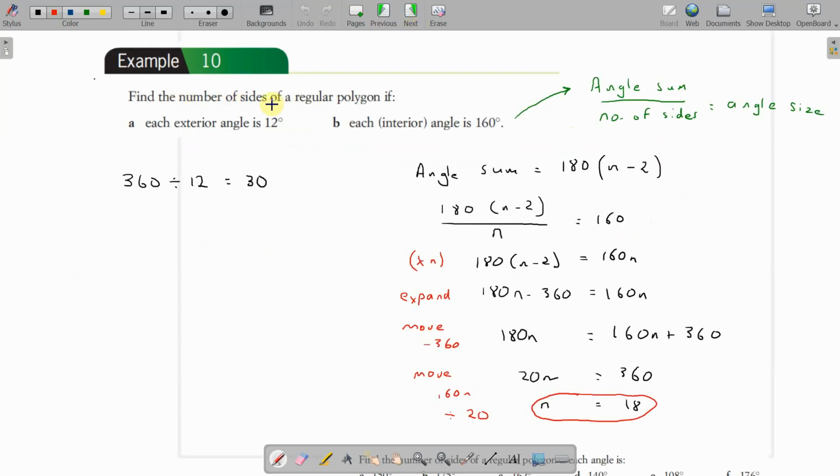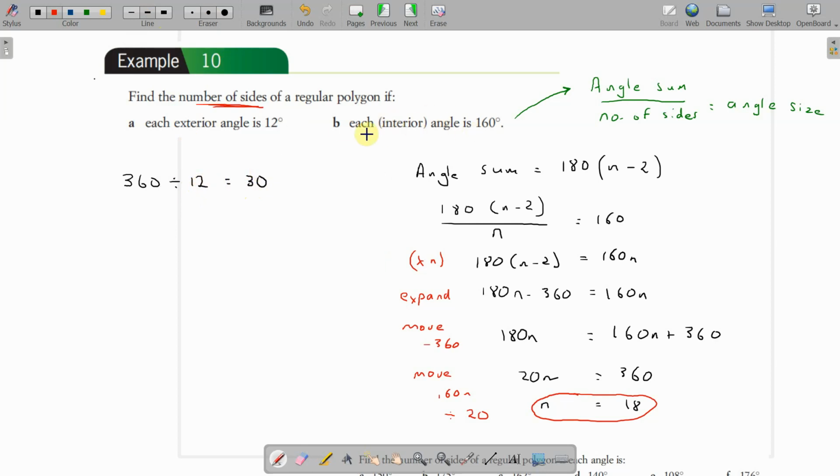Okay. Find the number of sides for a regular polygon, if each exterior angle is 12 degrees. That's not very big, so there's going to be a lot of sides. So that's the total of the exterior angles divided by how many angles there are, 12, equals 30. 360 divided by 12 is 30. So the number of sides, that is. So this figure has 30 sides, and each exterior angle is 12 degrees.